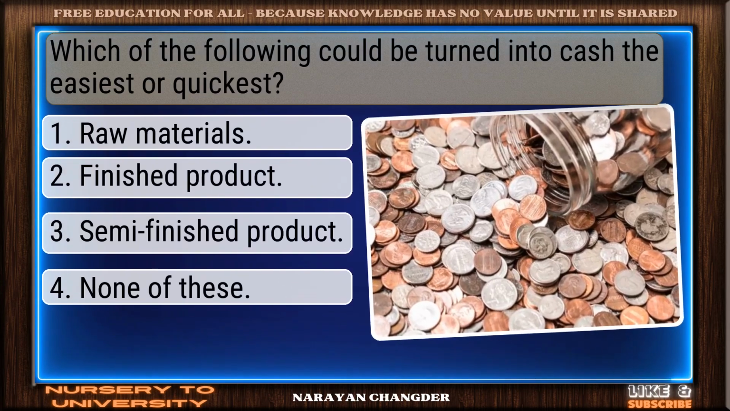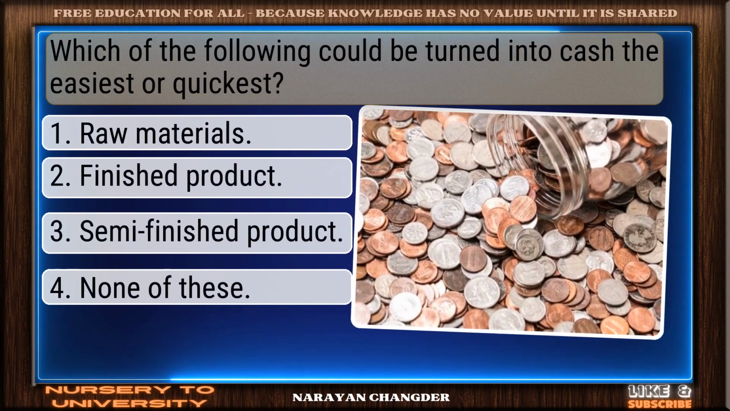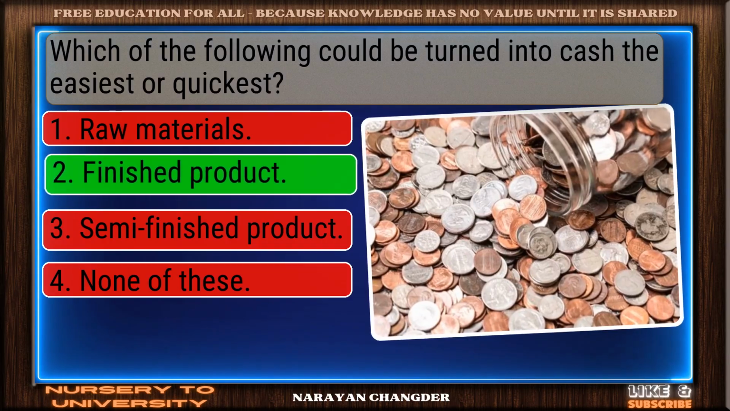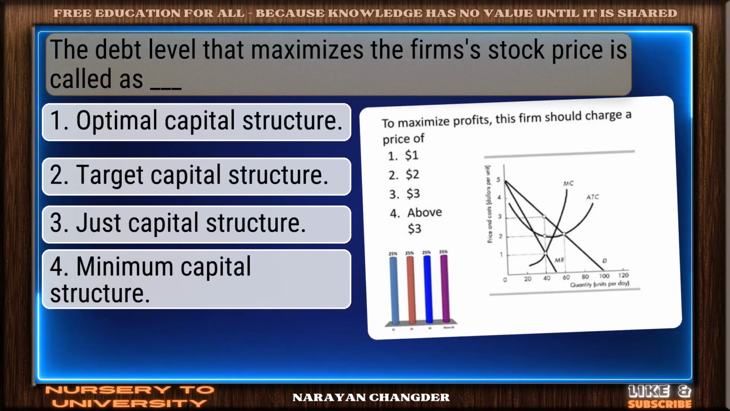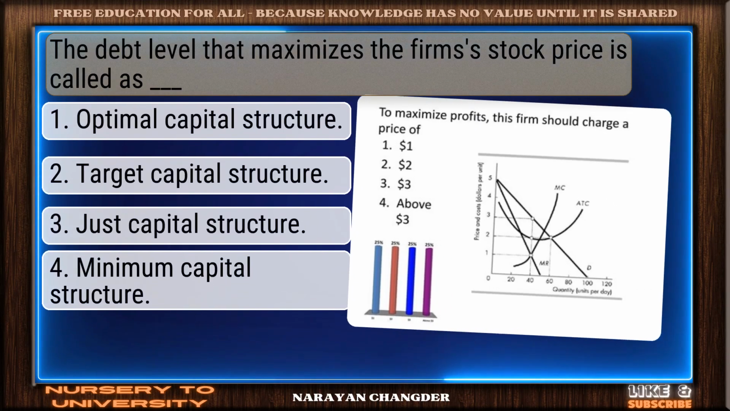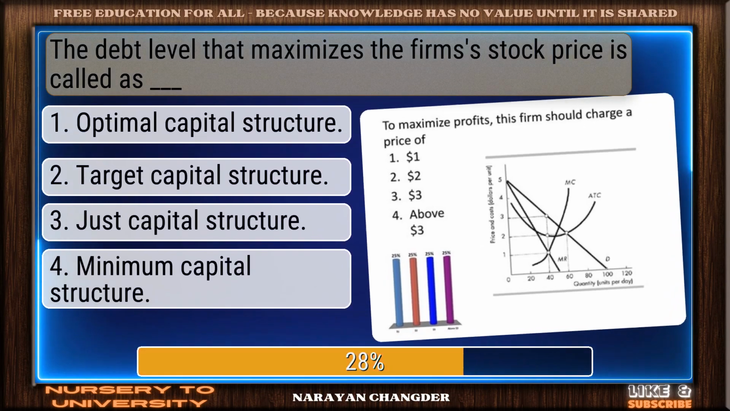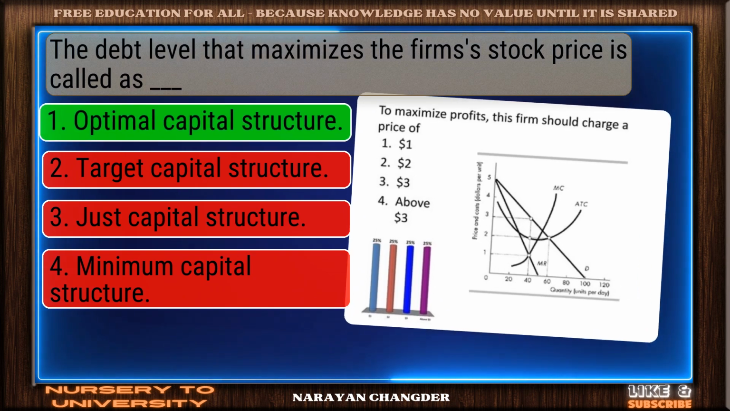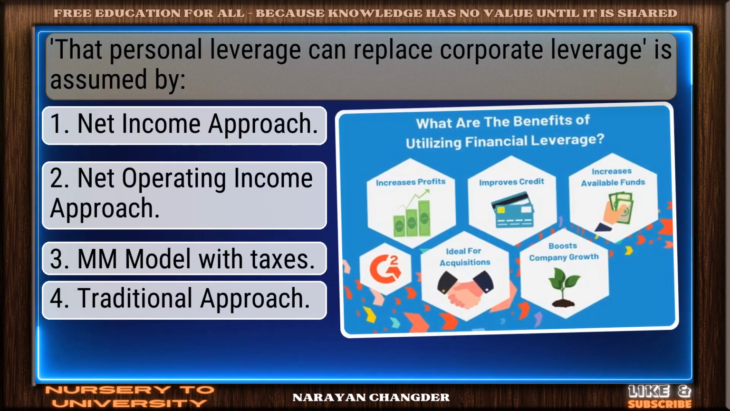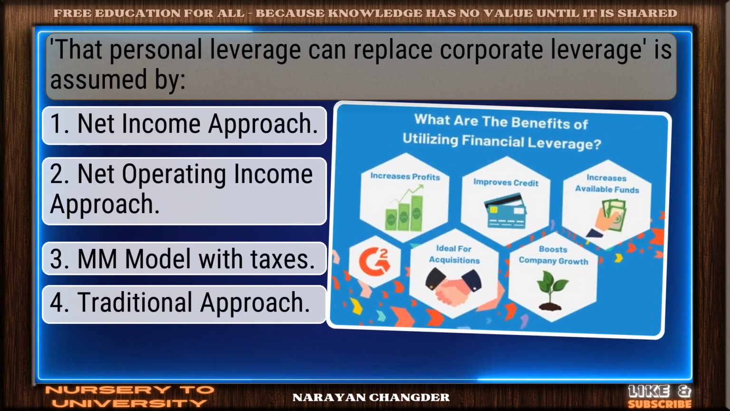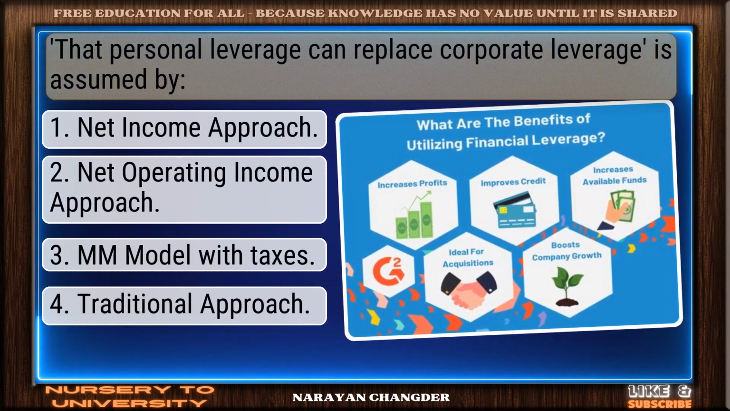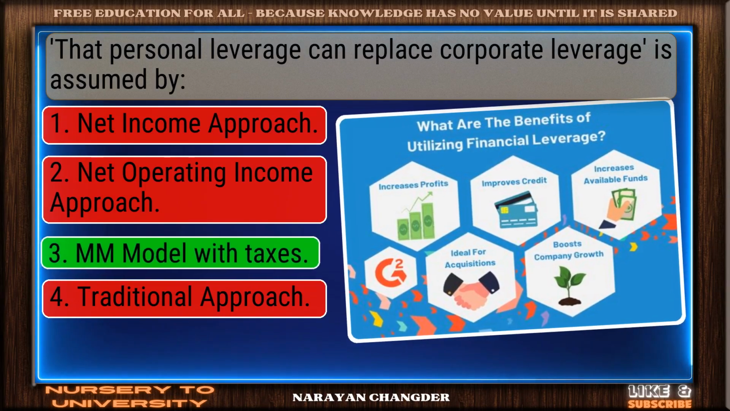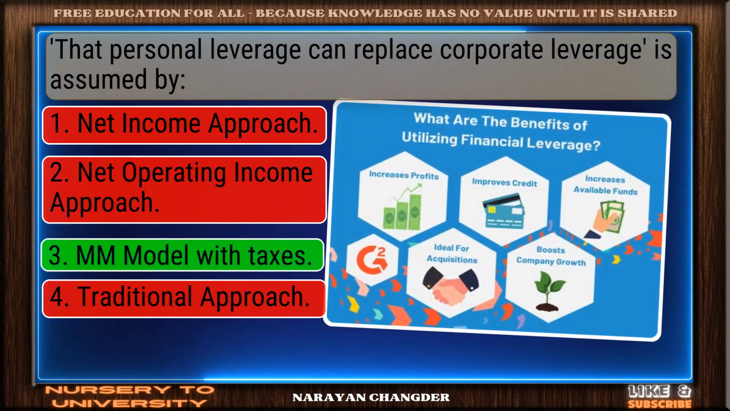Which of the following could be turned into cash the easiest or quickest? Great job. Finished product is the accurate answer. The debt level that maximizes the firm's stock price is called dash. Sharp thinking. Optimal capital structure is the right choice. That personal leverage can replace corporate leverage is assumed by. Good thinking. Model with taxes is the right answer.